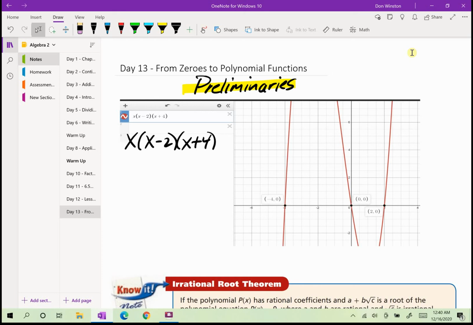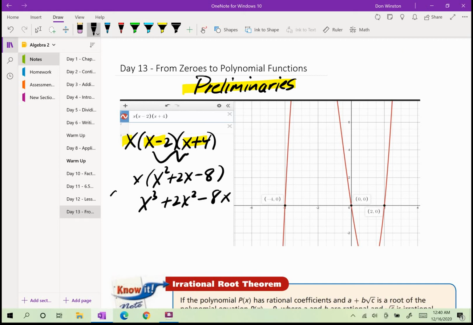So let's say here we had factors of x times x minus 2 times x plus 4, and we want to write a polynomial given those factors. So we first multiply, we FOIL x minus 2 times x plus 4, so that would give us x squared, and then plus 2x minus 8, and then we multiply that by the other factor, x, and so that would give us x cubed plus 2x squared minus 8x. And that would be my polynomial.